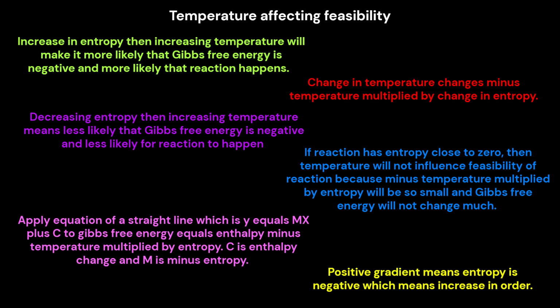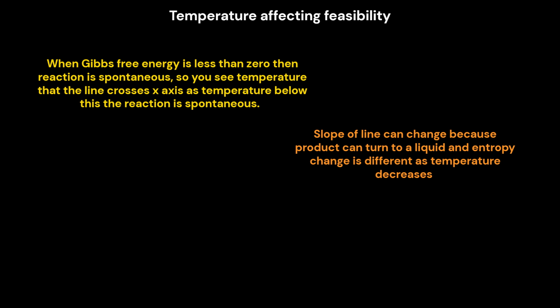Apply the equation of a straight line, y equals mx plus c, to Gibbs free energy equals enthalpy minus temperature multiplied by entropy. c is enthalpy change and m is minus entropy change. A positive gradient means entropy change is negative, which means an increase in order. When Gibbs free energy is less than 0, the reaction is spontaneous. So you see the temperature at which the line crosses the x-axis, and at temperatures below this, the reaction is spontaneous. The slope of the line can change because a product can turn to a liquid, and the entropy change is different as temperature decreases.